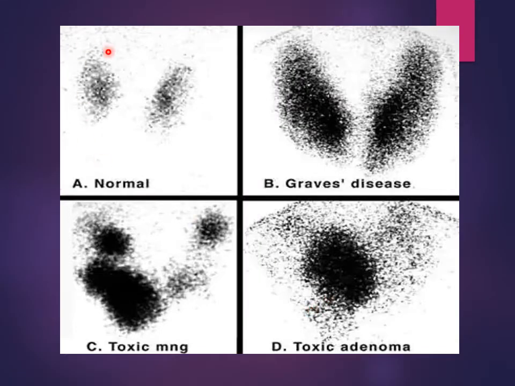Okay, here this is a normal thyroid radioisotope scan. Graves' disease: tremendously increased intake of iodine. This is your multinodular goiter, toxic. Okay, increased uptake here, dark areas here. And this is a nodule which is a toxic adenoma, with increased uptake of radioiodine.